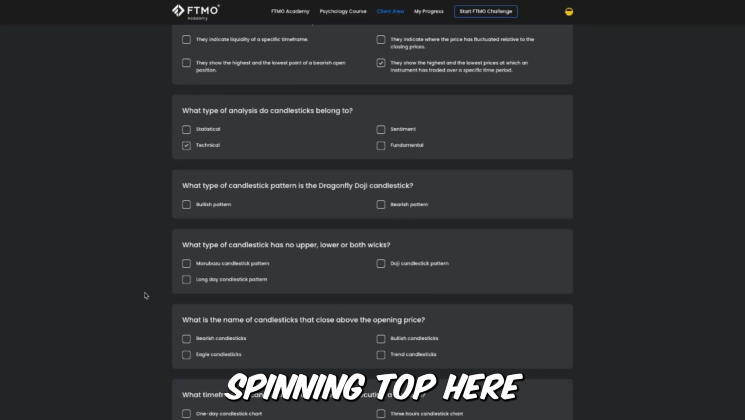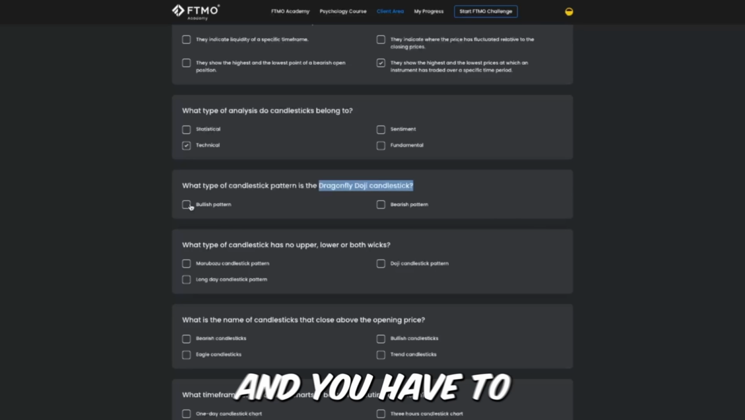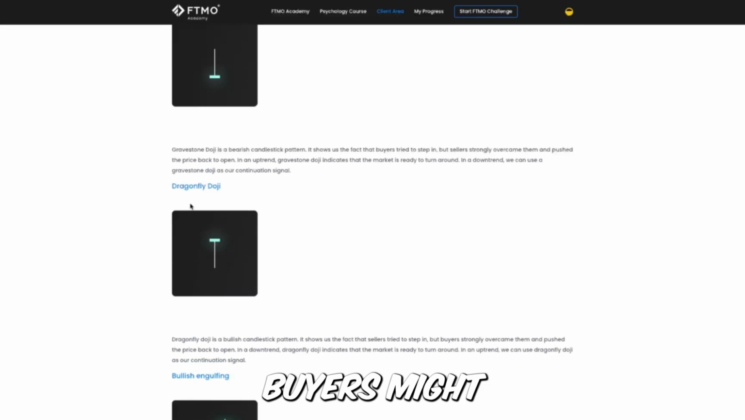The spinning top here is very important. Small body and long wicks, the spinning top shows the market is undecided, and at resistance you have to watch for reversals. At support, buyers might step in.